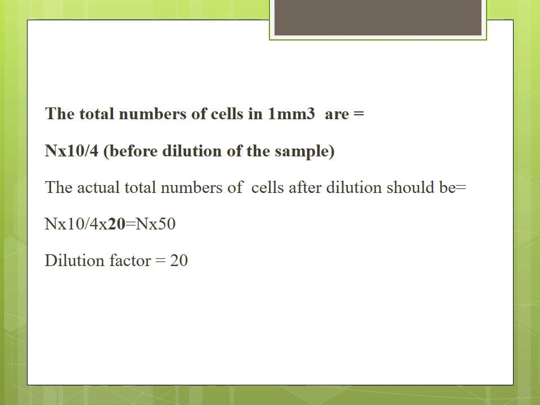The total number of cells in 1 cubic millimeter is equal to N multiplied by 10/4, where N represents the number of white cells, or black dots, that I counted in the four large squares. This number is the inverse of the first step, the size of 4 large squares, the net result, multiplied by 20, which is the dilution factor.